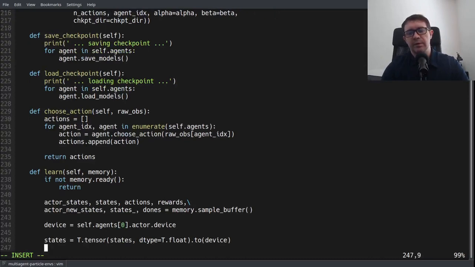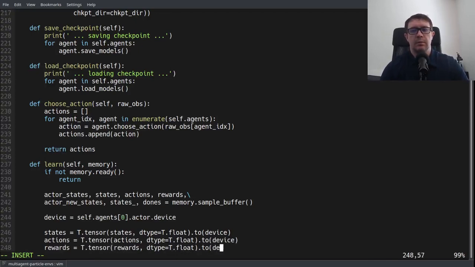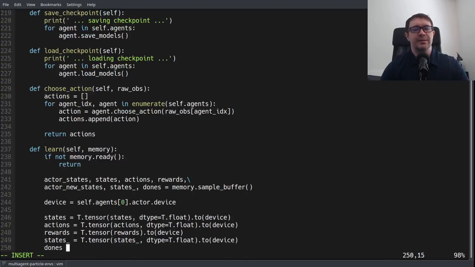Yeah, you could even move it up into the MADDPG class if you wanted, but there's a number of ways to optimize the code I've written, but whatever, it works. So t.tensor actions t.float to device, rewards, it's also a float. You don't actually even need that for the rewards. I take it back. And then we need states underscore, then we need dones.